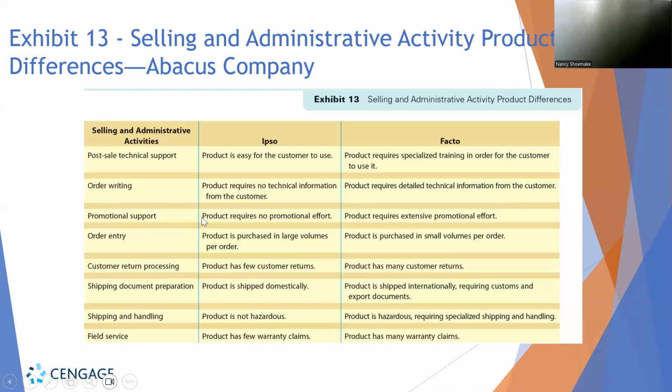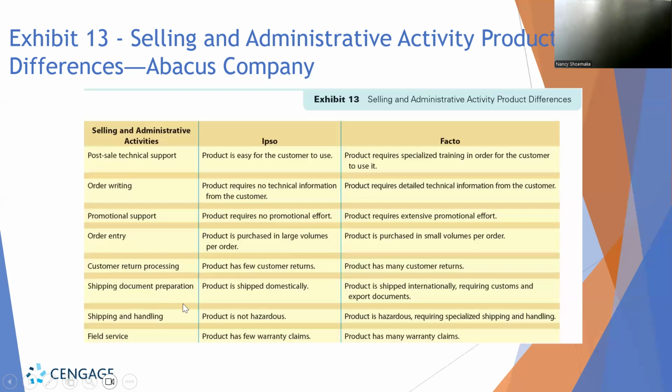Promotional support. This requires no promotional support. This requires extensive promotional support. Order entry. This is purchased in large volumes. This is in small volumes. Customer return processing. Few customer returns, lots of customer. I mean, can you just see where this is going right now?